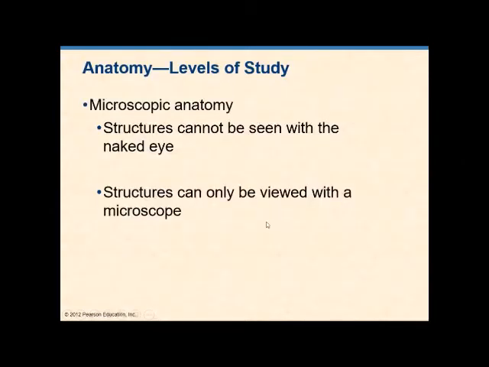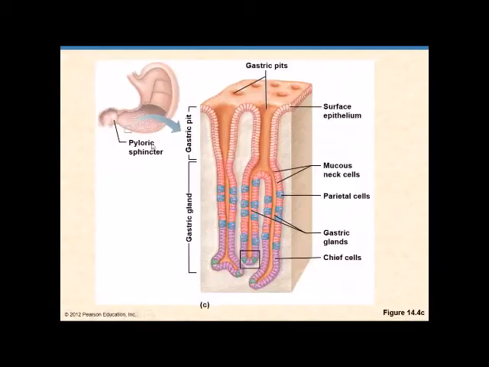And then we have microscopic anatomy, which is stuff that cannot be seen with the naked eye. Basically, we can only see these structures with a microscope. So we are looking at the smaller structures in different organs. This is an example of looking at some of the cells that make up the gastric pits that line the stomach.